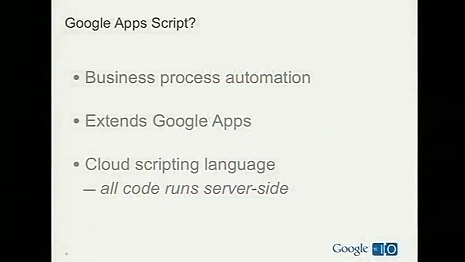All right, so Google Apps Script is really about business process automation. That's what we're going to talk about today. It customizes and extends Google Apps. And really, it's a cloud scripting language, so all code runs server-side. That can be a little bit confusing for some because it's actually JavaScript that we're using as a language, but it runs on Google servers, and there's nothing happening in your browser.